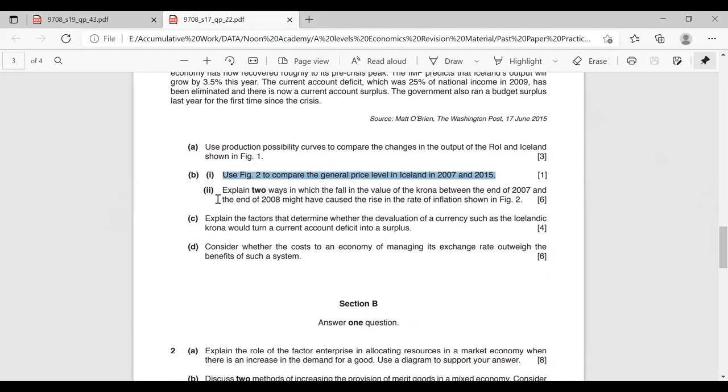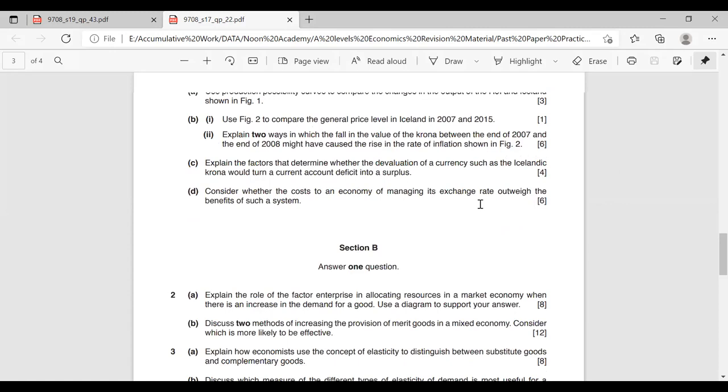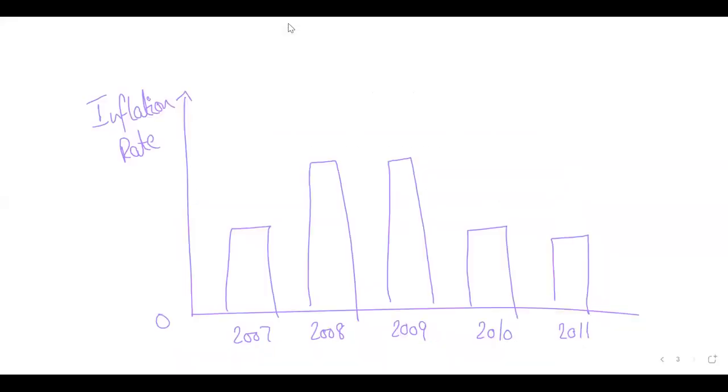Okay, now the next question says: explain 2 ways in which the fall in the value of the Corona between the end of 2007 and the end of 2008 might have caused the rise in the rate of inflation shown in figure 2. Okay, right. Corona is what? Their currency. So in simple words, if there is a fall in the currency, a fall in the Corona, how could that have resulted in a rise in the rate of inflation? It's 6 marks. So how would a fall in your exchange rate have resulted in a rise in inflation? That is what the question is saying.